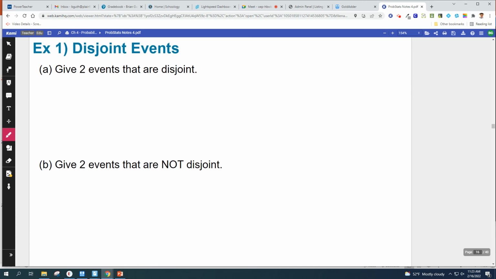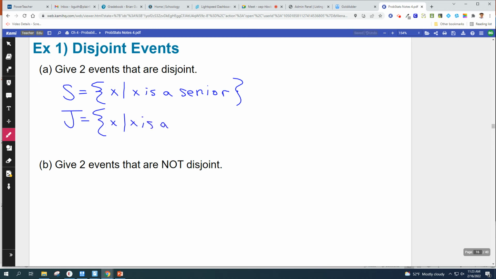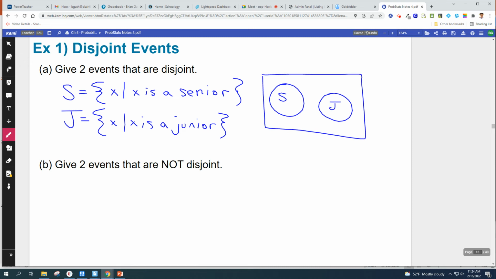Example one, disjoint events. Give two events that are disjoint. All right, so how about this? Event S is all X such that X is a senior in high school. And event J is all X such that X is a junior in high school. Is there anybody that you can think of that would belong to both sets? Is both a senior and a junior at the same time? I don't think that's possible, right? You've got a bunch of people that belong in this set, you've got a bunch of people that belong in this set, but they can't do them both at the same time. Disjoint. S and J are disjoint.